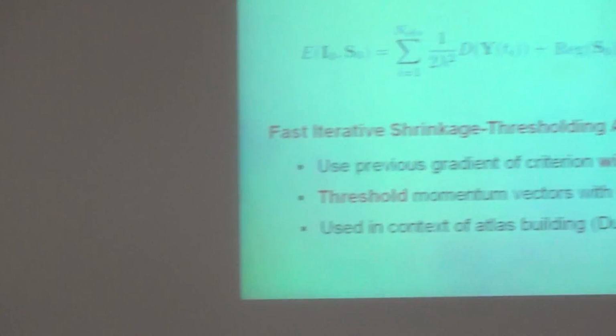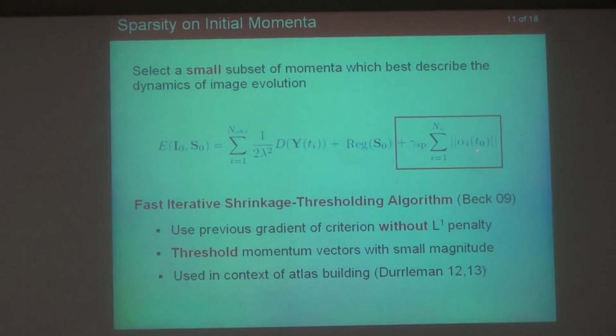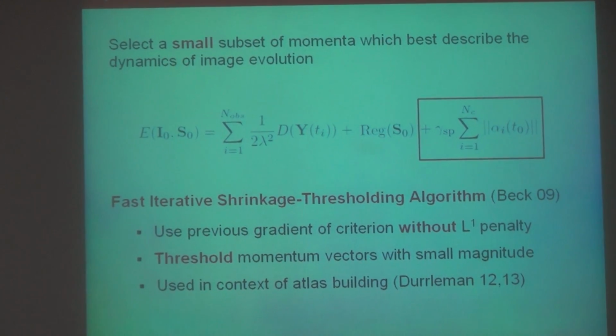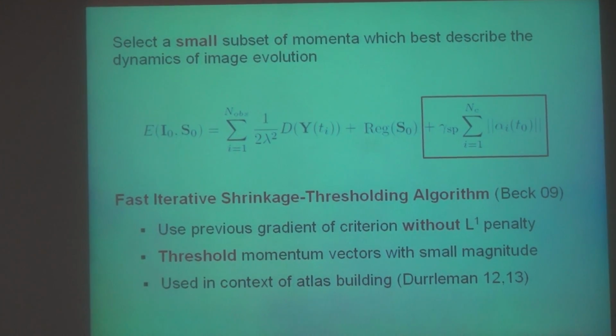Okay, so we talked about earlier how we would like to parameterize this within a small number of parameters, which best describe image change over time. So we take the criterion we had before and now consider this sparsity penalty, which is an L1 norm on the momenta. So we prefer to have many zeros for our momenta.